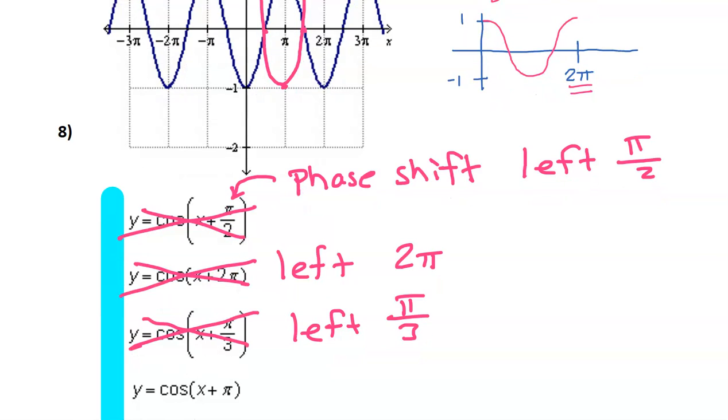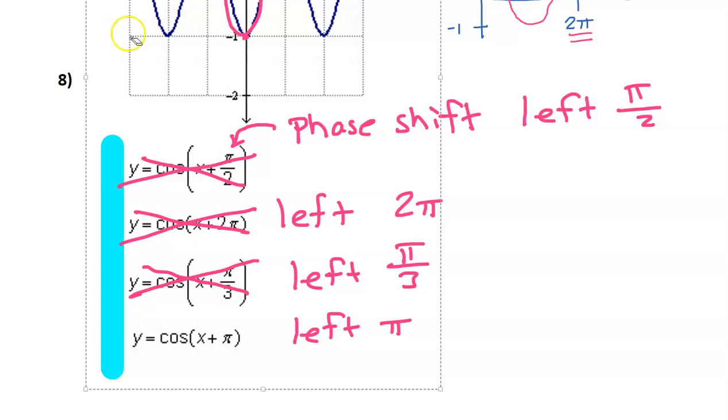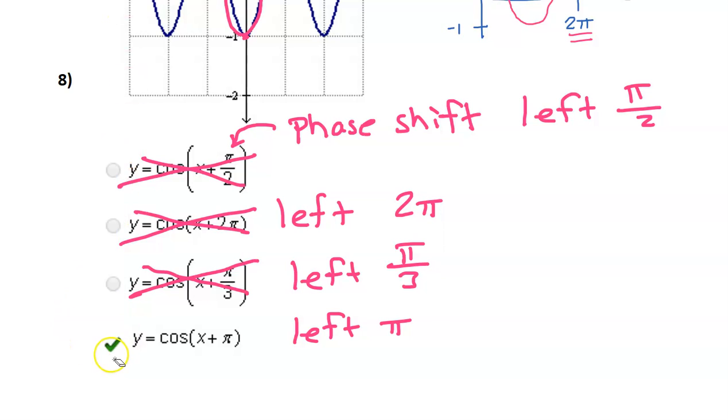The only one left is cosine of x plus pi. And this is going to be left pi. It's the only one I have, so I hope this is the answer. Left pi means I'm going to move this left 1 space. And if I move this left 1 space, oh look, it matches the graph. So that confirms that this is in fact the answer. Let's check it out. Boom! We got it.